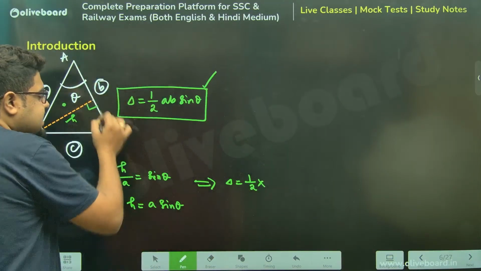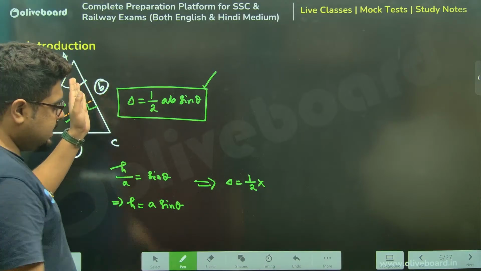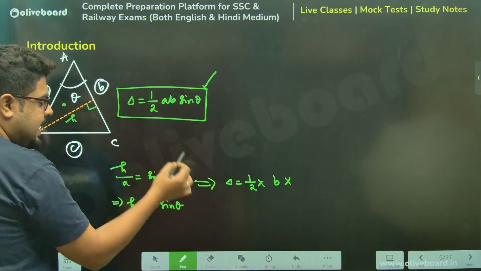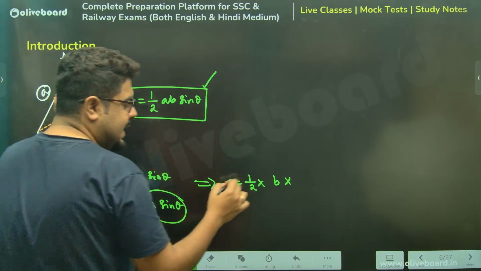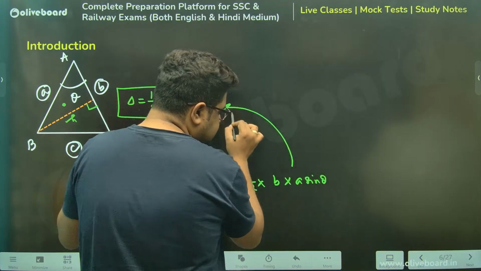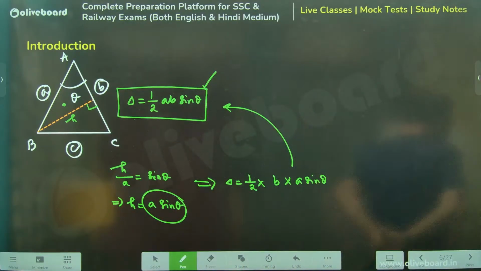I'm taking this as the base. For me, AC is the base. AC is B, into height, this H. H means what? A sine theta. Can I say the next line is this? Look, after doing the calculation, you are getting my point.